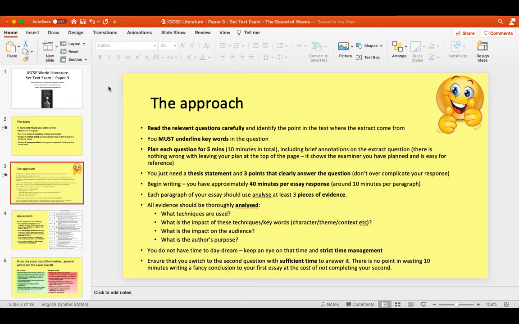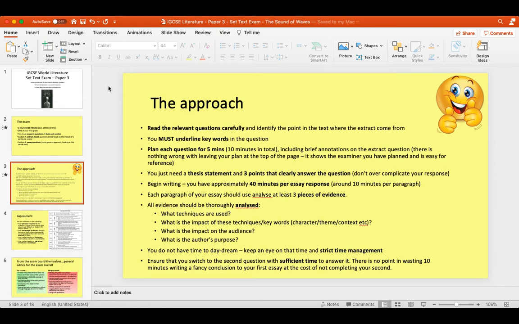Planning time, I would give you 5 minutes for each question. So only about 10 minutes. You have to work really, really quickly in this exam. And that's what makes the exam so difficult, is just the lack of time. So if you've got extra time, that's great. If not, you're going to have to work super, super quick.